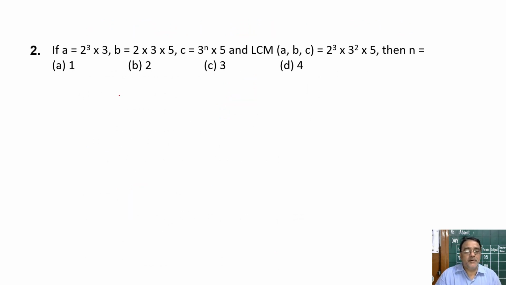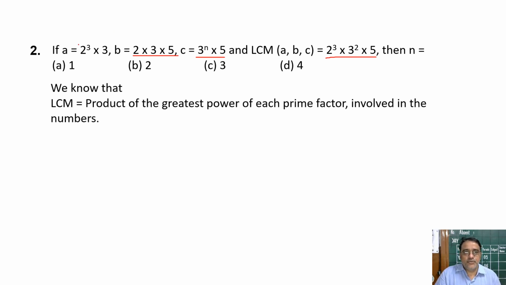If A is equal to 2 to the power 3 into 3 and B is equal to 2 into 3 into 5 and C is equal to 3 to the power n into 5, LCM of ABC is given as 2 to the power 3 into 3 to the power 2 into 5. So we know that LCM is equal to the product of the greatest power of each prime factor involved in the prime factorization of all these 3 numbers. So the power of 2 is highest 3 from here, and the power of 5, the highest power is 1. Now the highest power of 3 should be 2, but what is the power of 3 here? 1, here also 1.